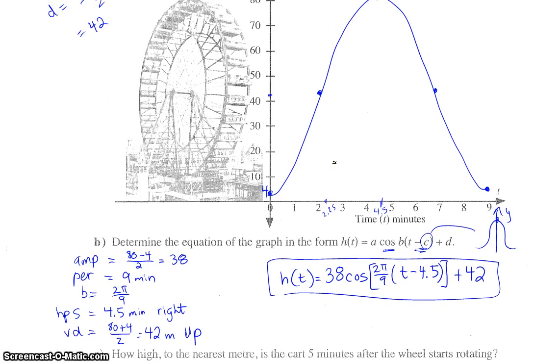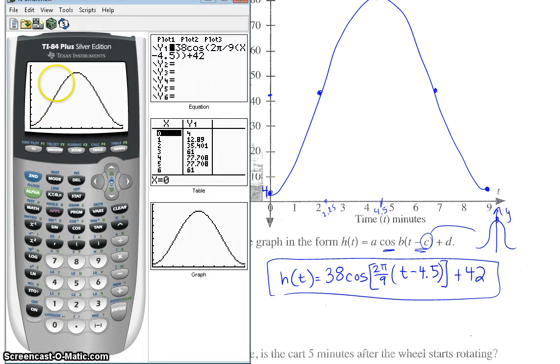Okay, pause your video. Okay, so we should have our graph looking something like that. If yours is not looking like that, first thing you check is your mode. Okay, we're in radian mode, that's good. Then check your y equals to make sure that you typed it in correctly. So 38 cos bracket 2 pi divided by 9. Don't really need brackets around that because if you did put brackets and end it here, you would actually be only doing the cos of 2 pi over 9, so don't do that. Begin a new bracket, x minus 4.5, end bracket, plus 42. So the 42 is outside the cos.